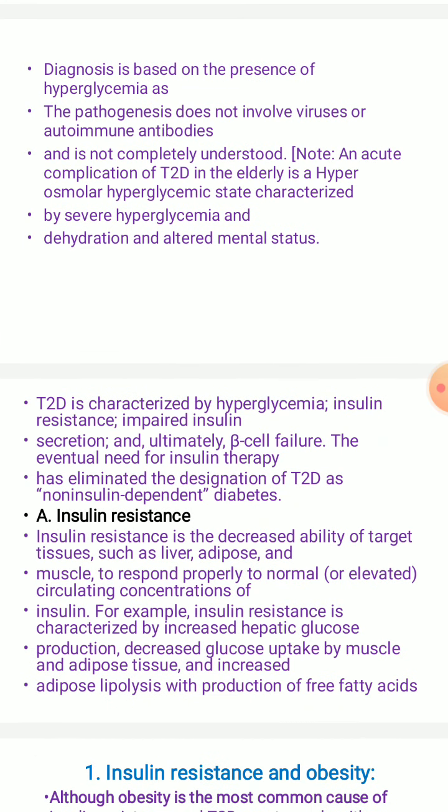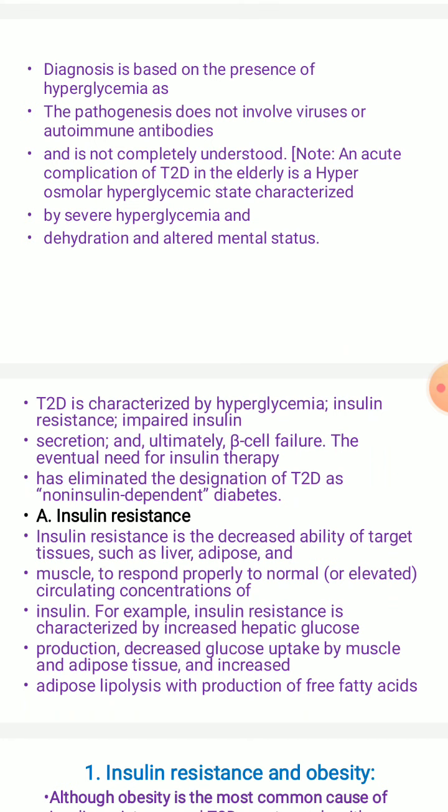So type 2 diabetes is mainly characterized by hyperglycemia, insulin resistance, impaired insulin secretion and ultimately beta cell failure. So the essential need for insulin therapy has been eliminated, especially in the designation of type 2 diabetes as non-insulin dependent diabetes. That's why they call this type 2 diabetes non-insulin dependent diabetes.